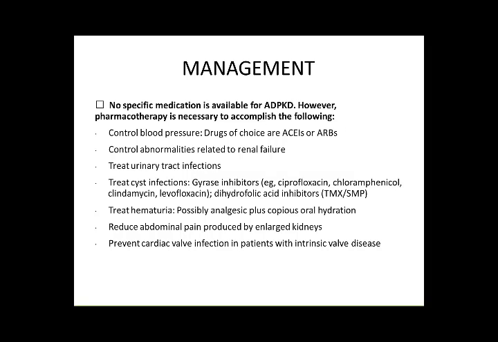So treatment goal number one and most important is control of the hypertension. Your blood pressure, systolic, in young adults can be less than 130 by 90 as a goal. Use of ACE inhibitors or ARBs or calcium channel blocker.